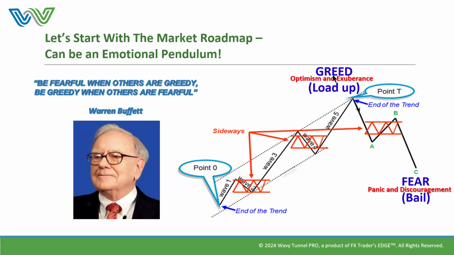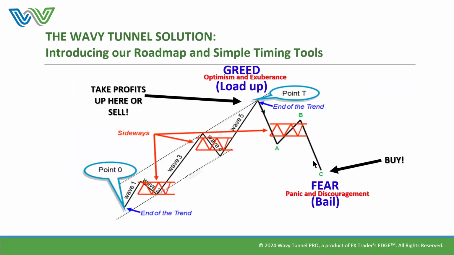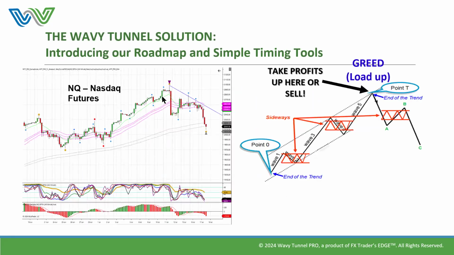Warren Buffett said, be fearful when others are greedy, be greedy when others are fearful. And that's up here. We need to be fearful up here, train the brain, and be greedy down here. We talked about this, the emotional roller coaster, and the tendency for traders to buy up here and to sell down here. So this is where we want to take profits and sell, and this is where we want to train the brain to buy.